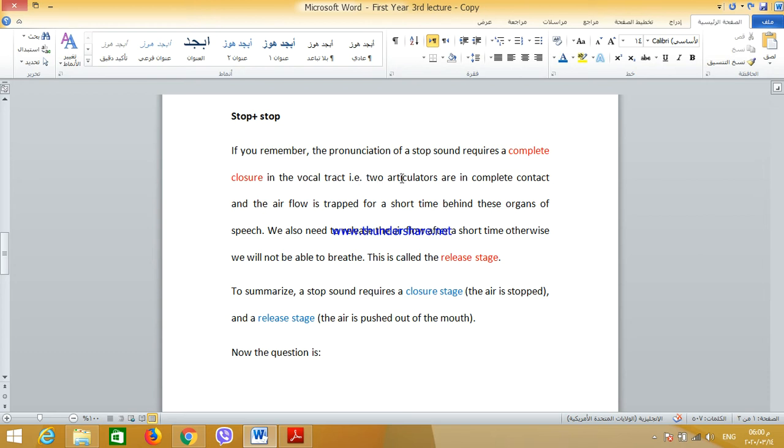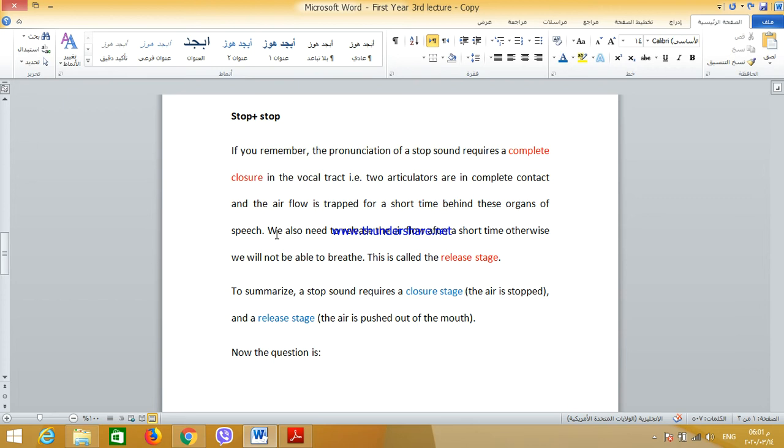It is when two articulators are in complete contact and the airflow is trapped for a short time. The air is stopped behind these organs of speech. So a complete closure means that we have two organs of speech that come into complete contact, leaving no way for the air to go out, trapping the air behind them. Okay, this is called the complete closure.